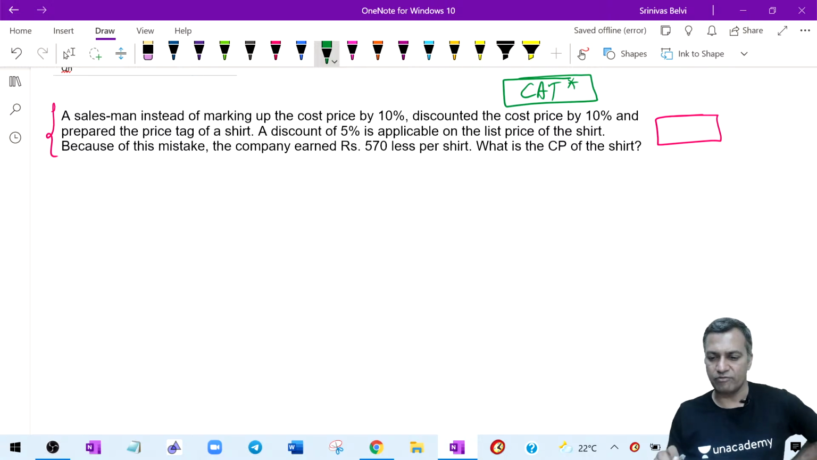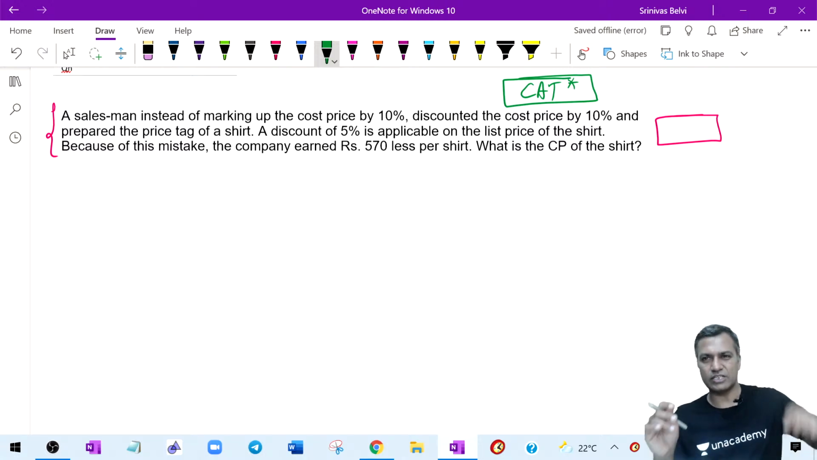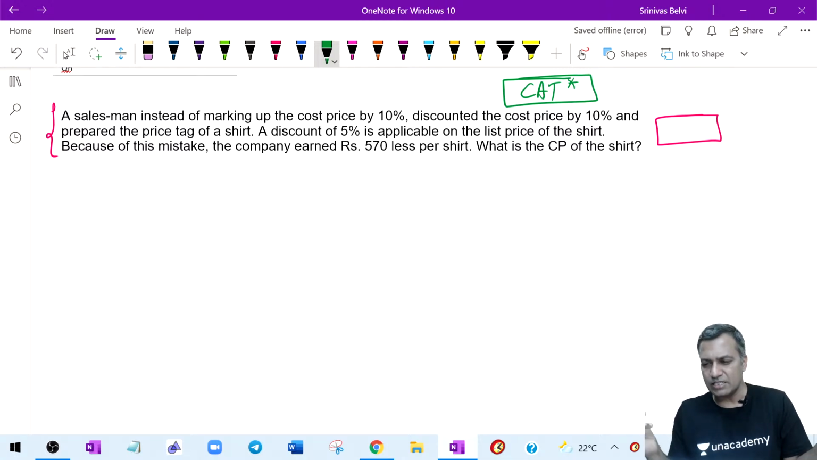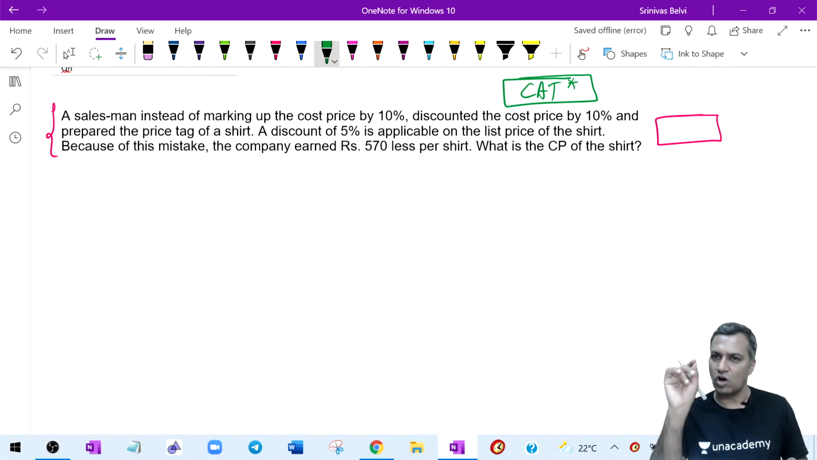A salesman, instead of marking up cost price by 10%, discounted the cost price by 10%. See, there is a salesman. The shop owner said, hey, this is what you got to do. But instead of marking up by 10%, he pressed the wrong button in the calculator. Instead of doing plus, he did minus. Therefore, he gave a discount of this.